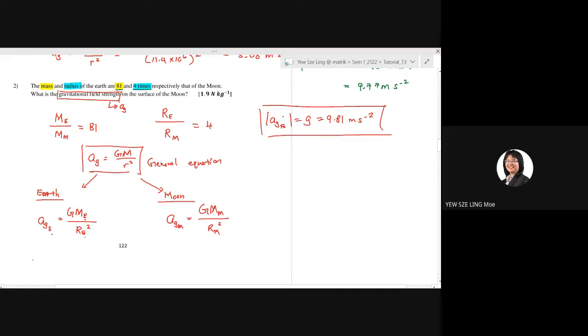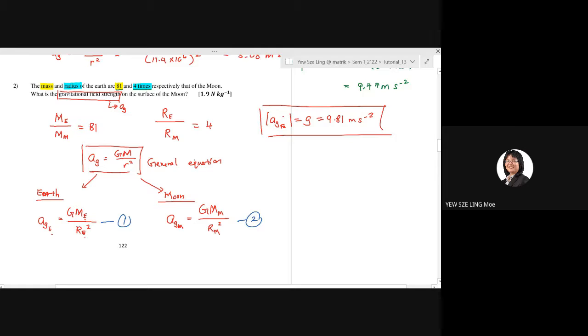Therefore, let us leave it first. We'll plug in the value at the last step. So now what am I going to do? I want to find AGM. I have two equations now. Whenever it comes to questions that involve ratio, most of the time we use divide. After we form two equations, we divide these two equations to remove the same variable, to throw away the constant value from our equations.